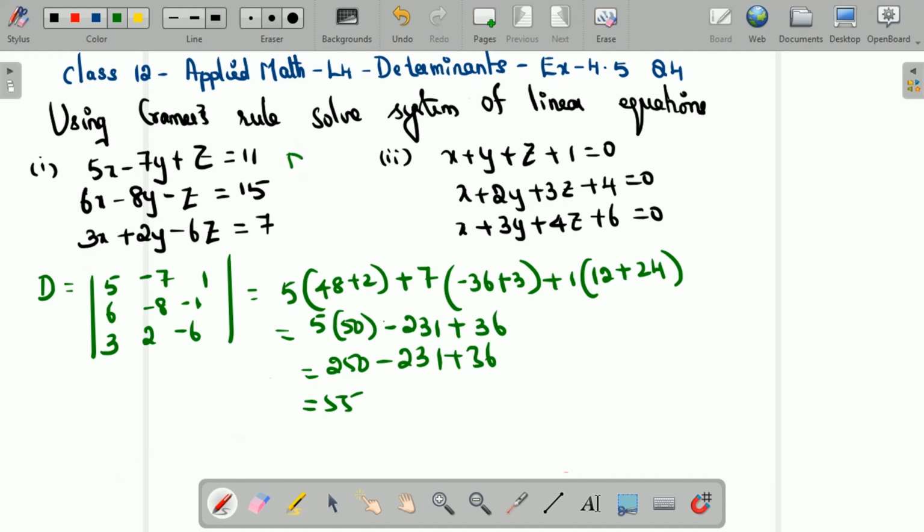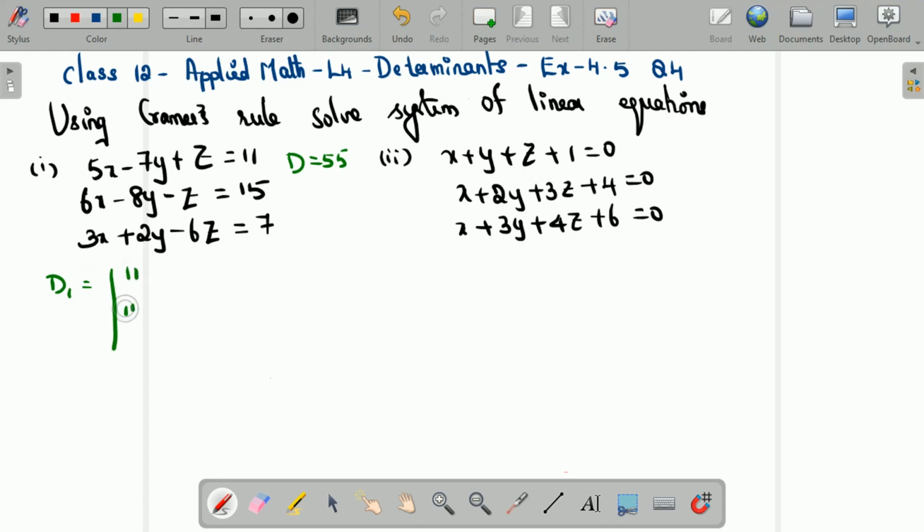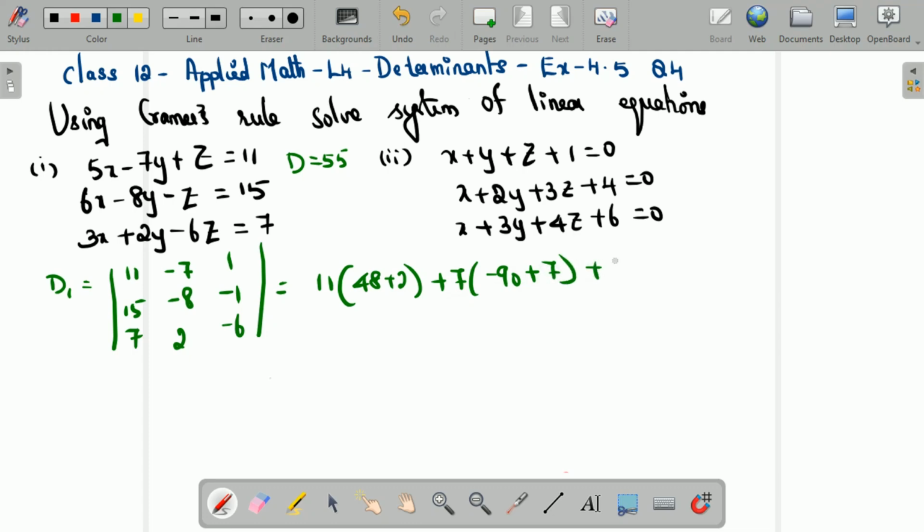So now let's write out the value. D is equal to 55 here. Let's compute D1. D1 is going to be equal to 11, 15, 7, minus 7, minus 8, 2, 1, minus 1, minus 6. So this is going to be 11 into 48 plus 2, plus 7 into minus 90 plus 7, plus 1 into 30 plus 56. So this is going to be 550 minus 581 plus 86. So this is equal to 55. So D1 is equal to 55.